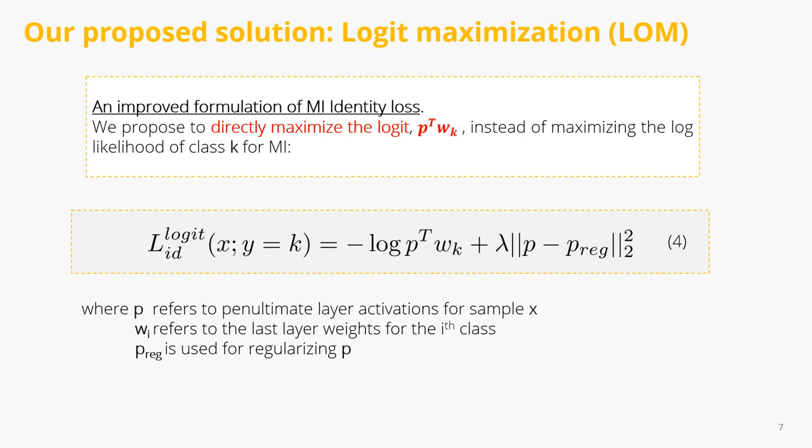We propose to directly maximize the logit instead of maximizing the log likelihood of the class k in the existing identity loss. The second term is used for regularizing the penultimate activations. And the P regularizer here is estimated and tested using the public dataset.